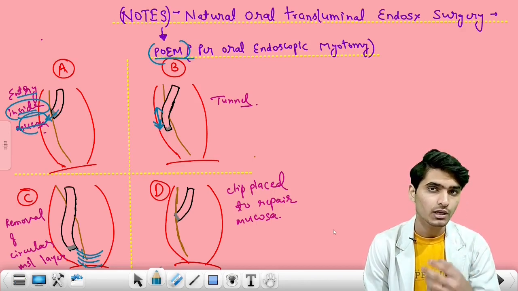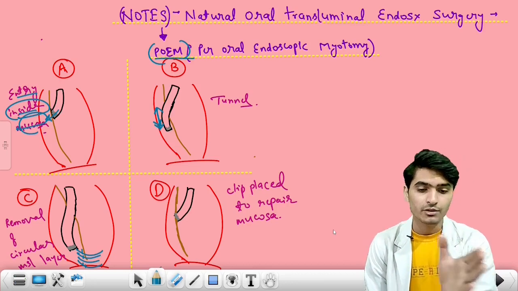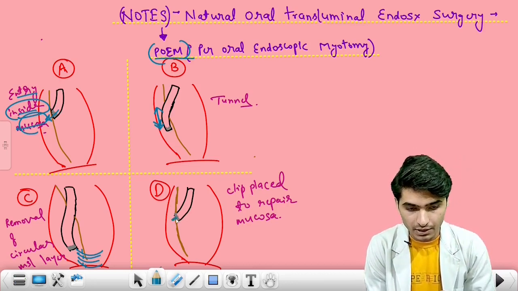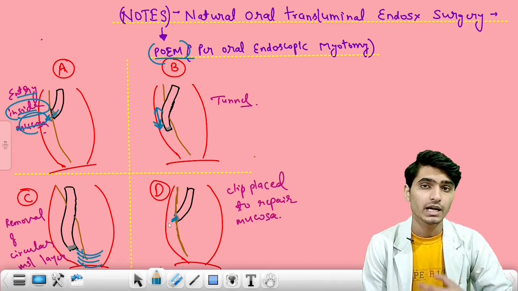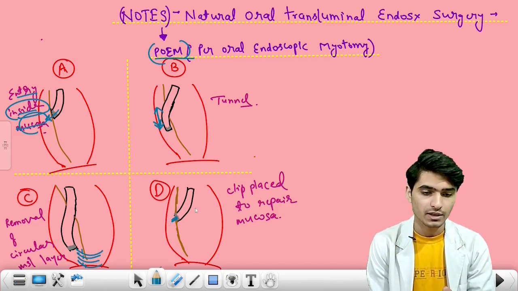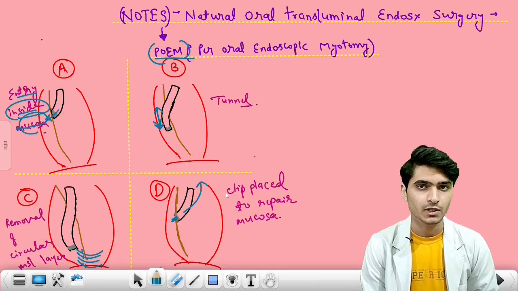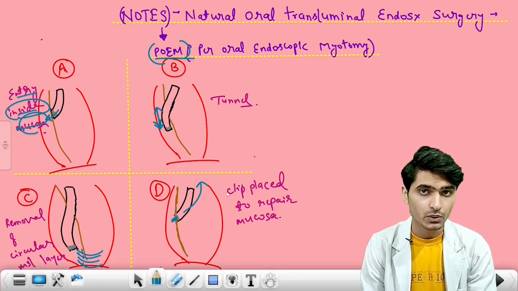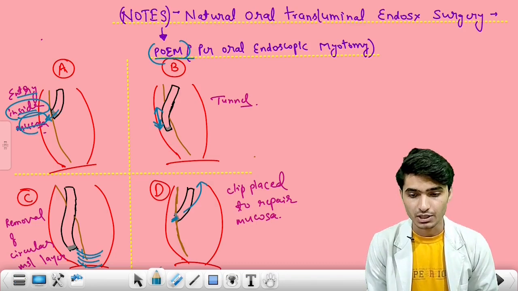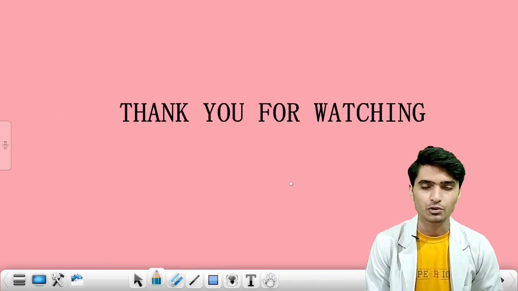So the circular smooth muscles are removed, and followed by we place a clip there to tie up and repair the mucosa, and then we remove this instrument along with the upper GI endoscopy. So this is it with respect to the management of achalasia cardia, and thank you for watching.